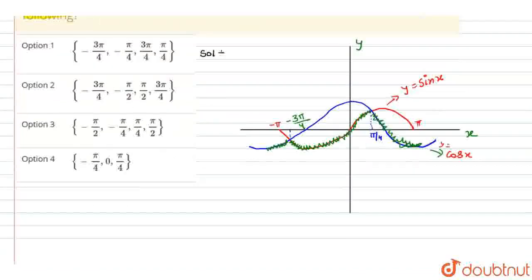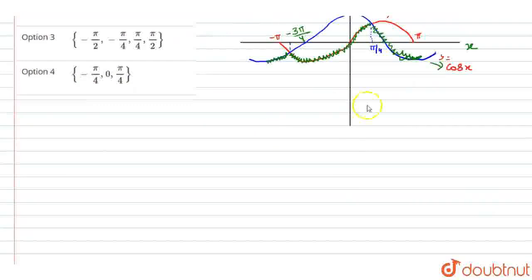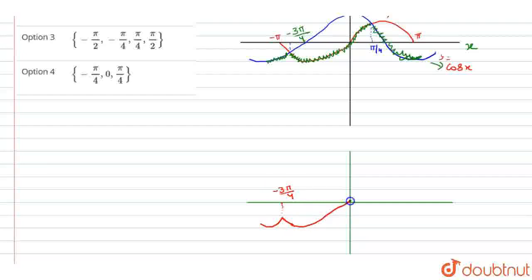Now we make coordinates again and mark this graph. This is the point of intersection at minus 3π/4. The graph goes like this, passes through the origin, and meets the next point of intersection at π/4. Here the value is π. Now we see the sharp points.